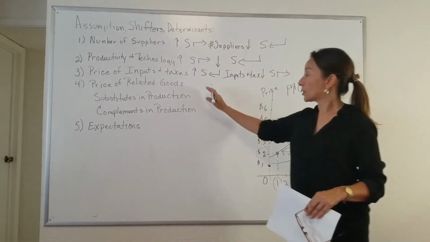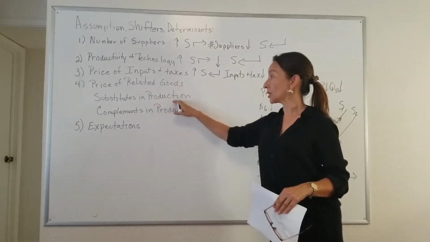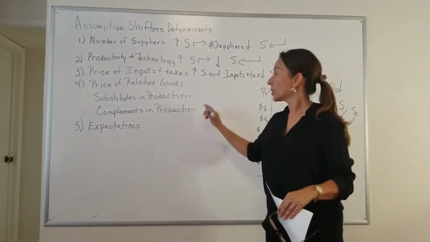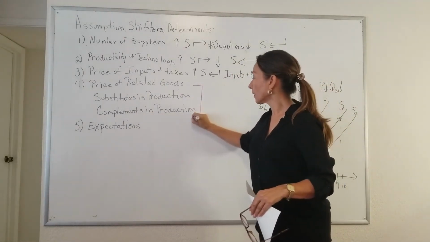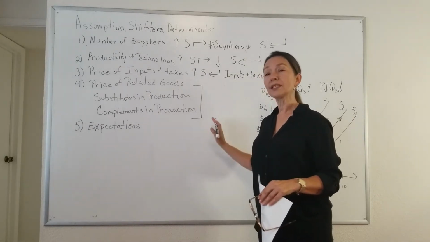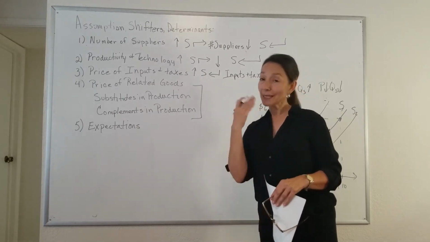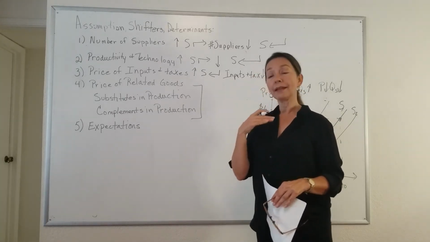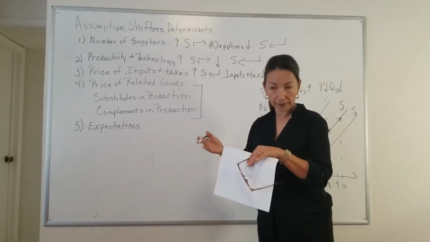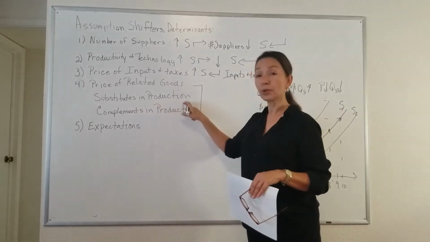We have 2 other related things: the price of related goods and substitutes in production, and complements in production. These are not the same as in your demand curve. The ones in your demand curve are talking about substitutes in consumption as a demander, and complements in consumption, or demand, things that you buy together. In this case, we're looking at substitutes in production.